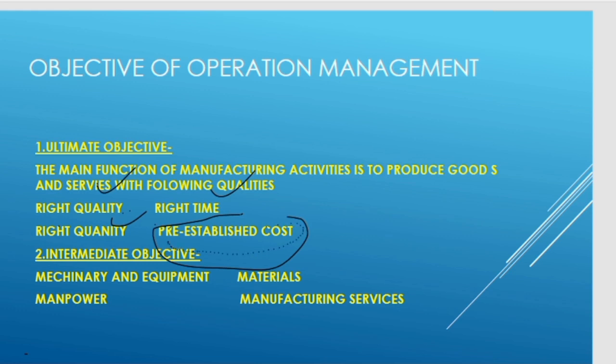pre-established cost. And the intermediate objective is your machinery and equipment. What machinery you are going to acquire, and technology you are going to use, and manpower, how many employees you are going to hire, and material in the sense of quality material, where you are going to acquire your raw material, and how much quantity you are going to acquire. In manufacturing services, we set up our service unit nearest to our production or demand area.